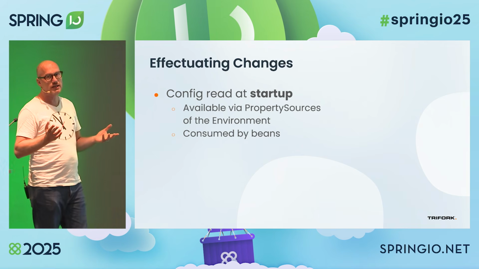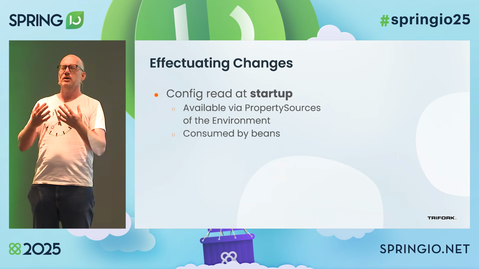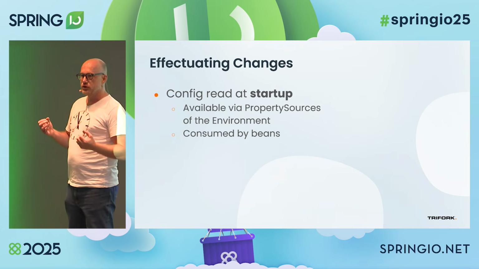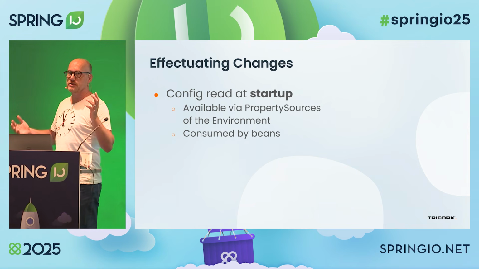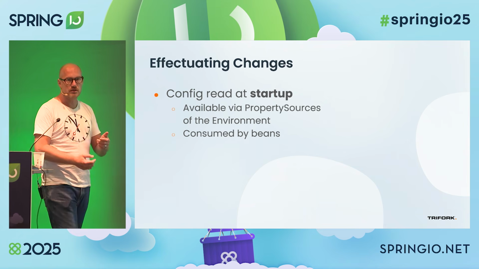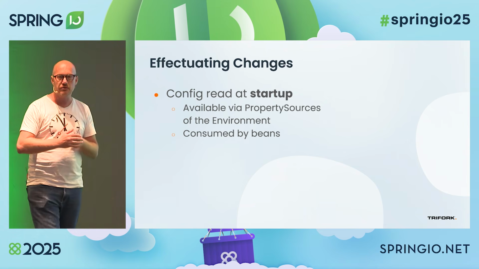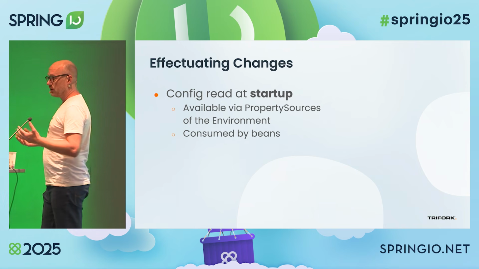Because what's important to realize is that with Spring, configuration is read at startup. And for this, Spring has this notion of the environment. Basically, it's your application context that has a list of property sources. And properties can come from different things. It can come from class path or your file system or external configuration. I'm going to show you some examples. And then based on that, the application knows what to do.